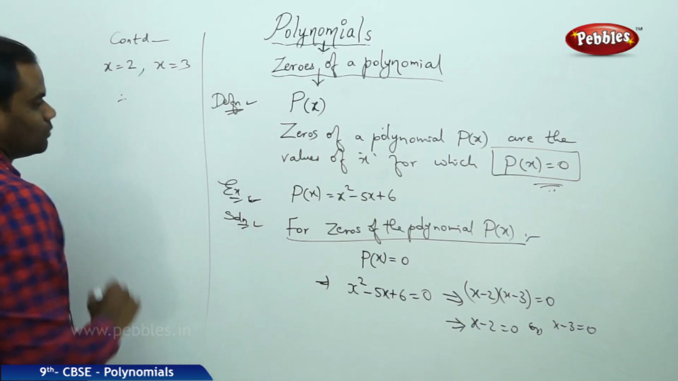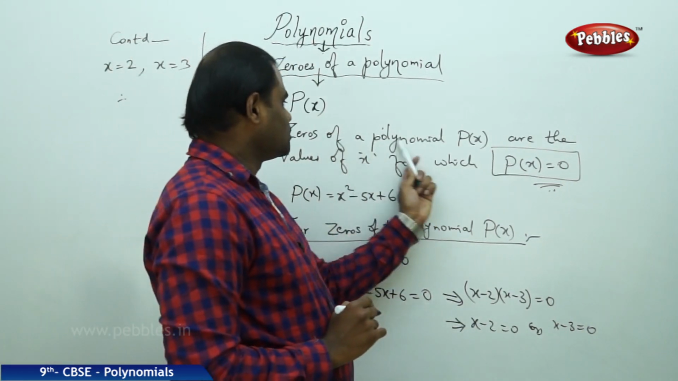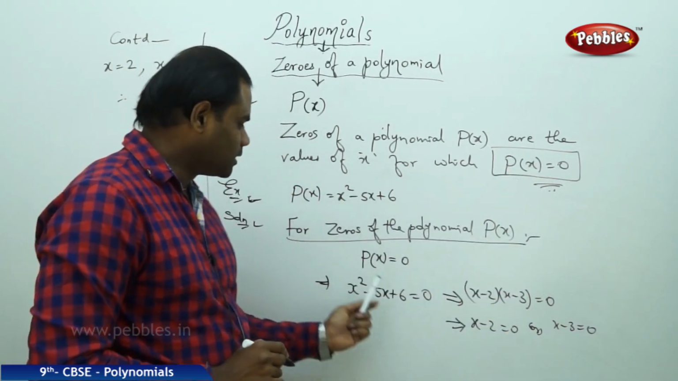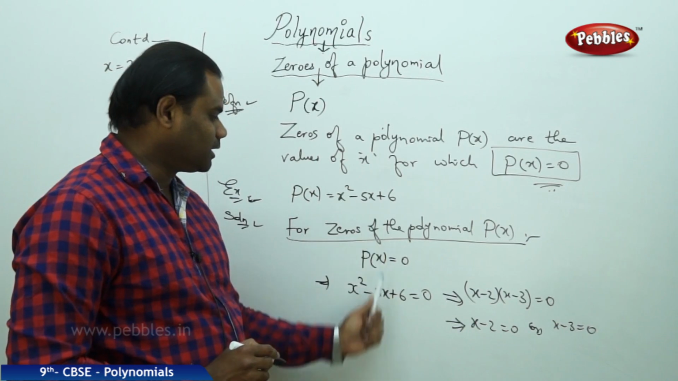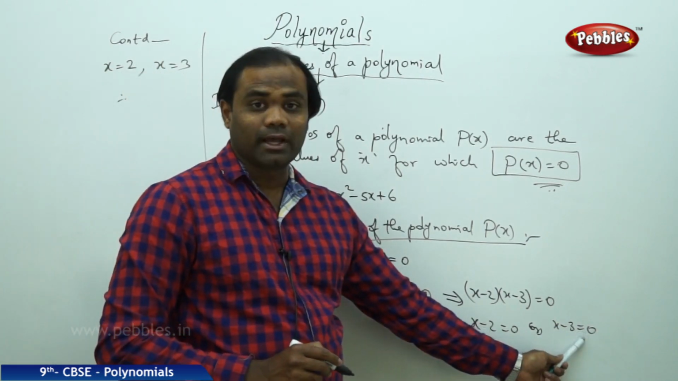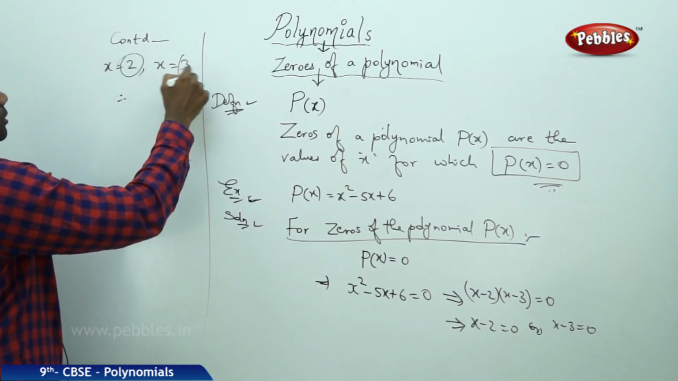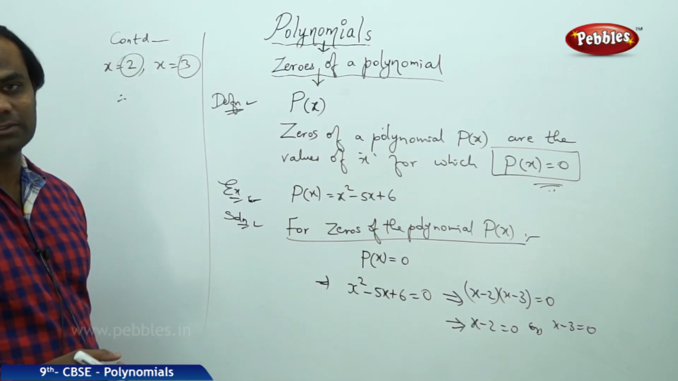Therefore, for this expression, the zeros of the polynomial are the values of x for which this is 0. So taking p of x equal to 0 with the given expression equated to 0, I get the two values of x, which are 2 and 3, which are the zeros of the given polynomial p of x.